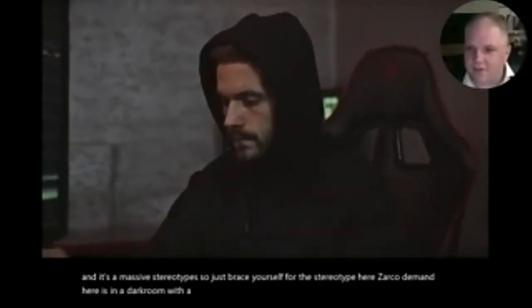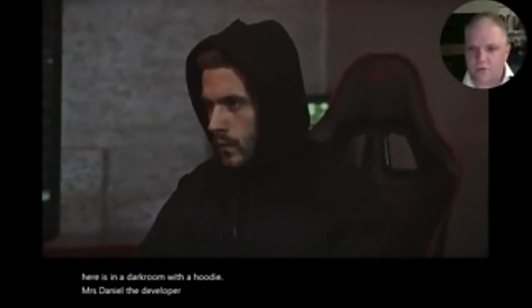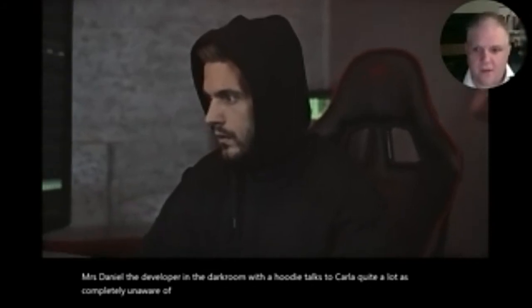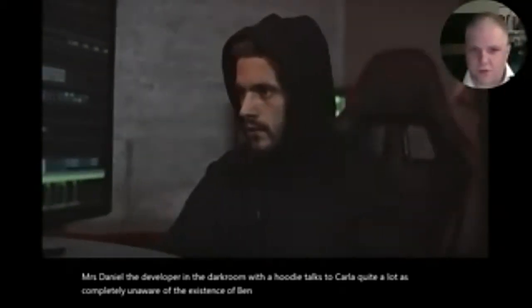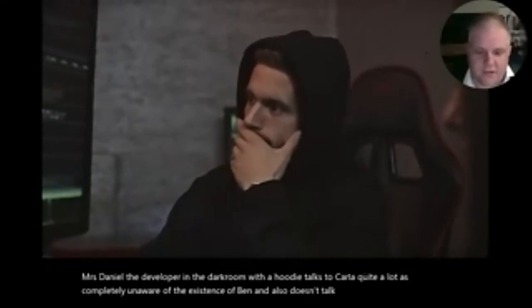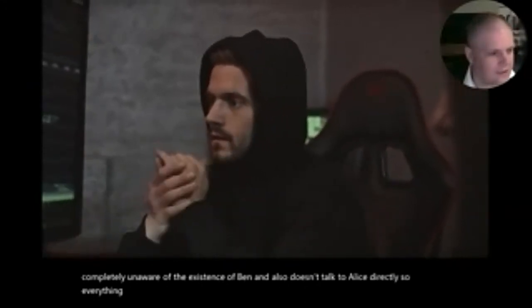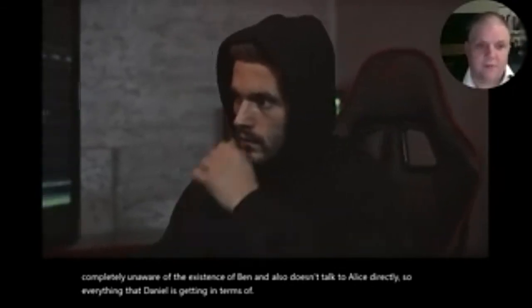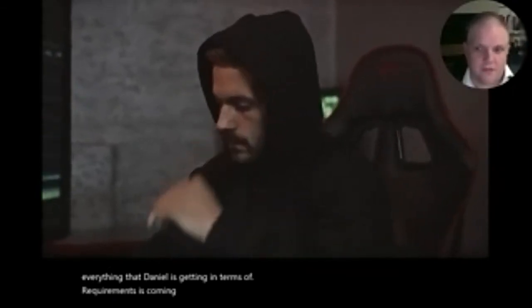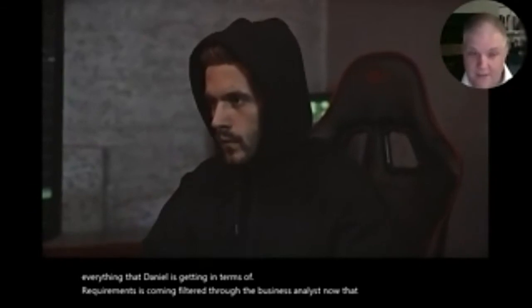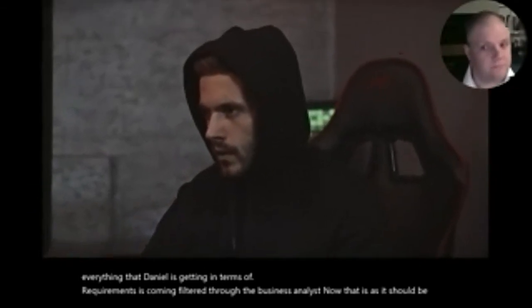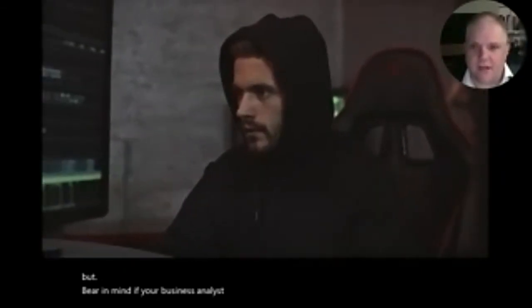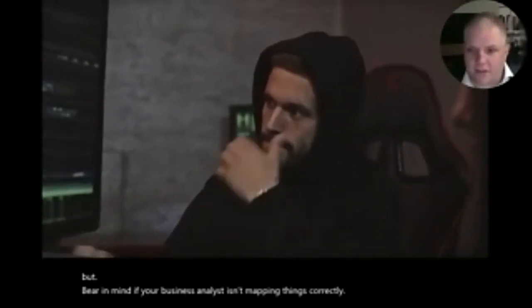This is Daniel, the developer, in the dark room with the hoodie. Talks to Carla quite a lot, is completely unaware of the existence of Ben, and also doesn't talk to Alice directly. So everything that Daniel is getting in terms of requirements is coming filtered through the business analyst. Now that is as it should be, but bear it in mind, if your business analyst isn't mapping things correctly, poor old Daniel has no hope of actually delivering what's required.